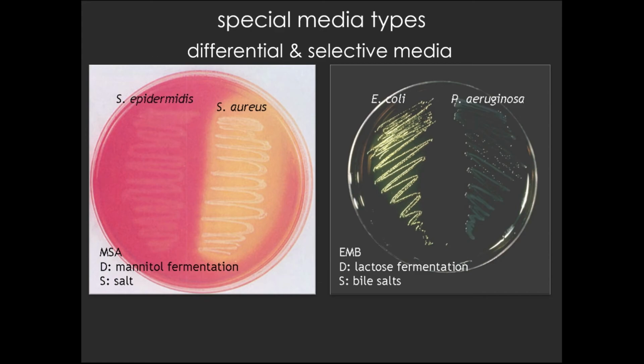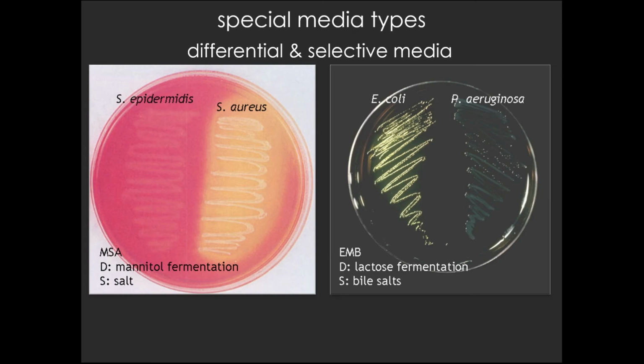Bile salts are what you produce in your body and you excrete into your intestine in order to digest fats. And it makes sense that those organisms that inhabit the gut would be able to grow in the presence of the bile salt. So it turns out that bile salts are selective for gram-negatives and against gram-positives. So if you grow on EMB, chances are you are a gram-negative bacterium. So this selects for gram-negative bacteria, whereas MSA selects for halotolerant bacteria.